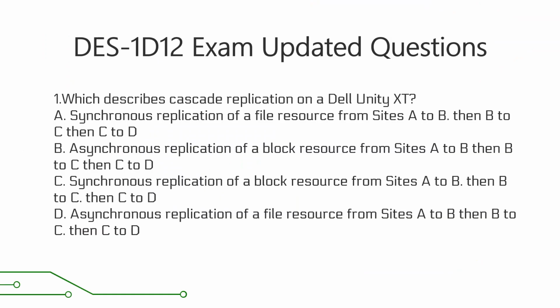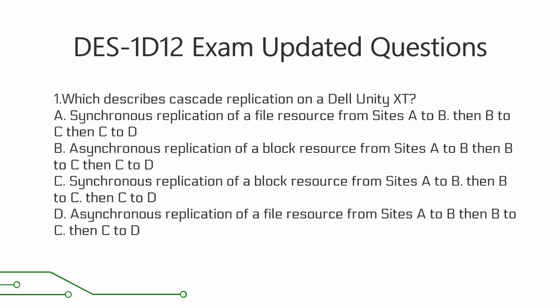1. Which describes cascade replication on a Dell Unity XT? A. Synchronous replication of a file resource from sites A to B, then B to C, then C to D. B. Asynchronous replication of a block resource from sites A to B, then B to C, then C to D.